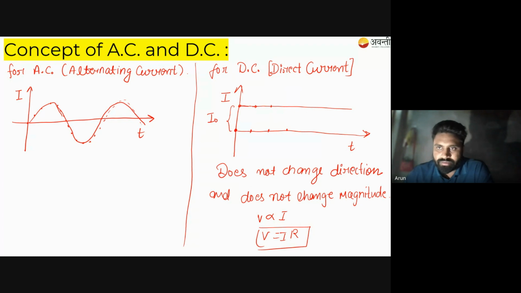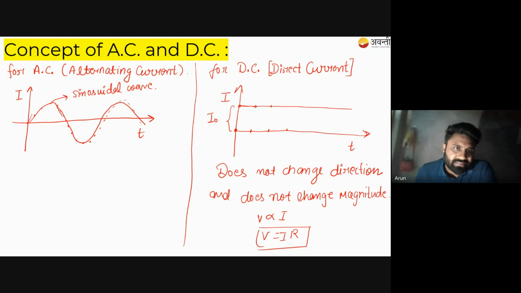This wave is termed as the sinusoidal wave. Got it? So this current I here is varying as a sinusoidal wave. Got it?